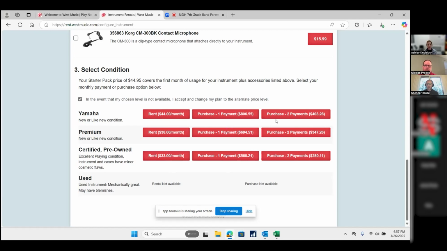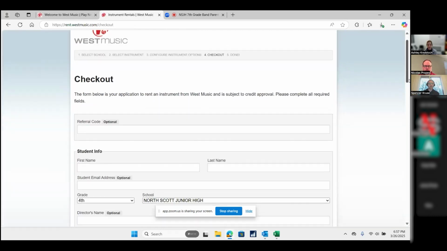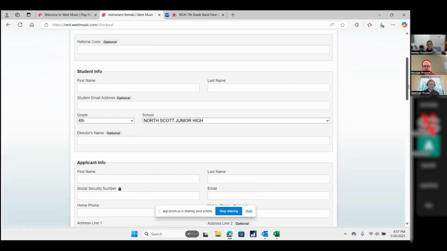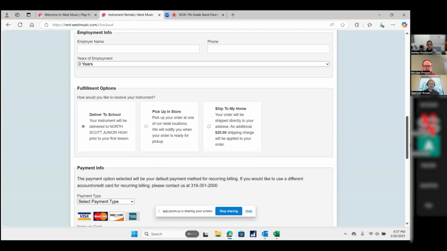We have a 2-payment option as well over here in that last column, which is the exact same thing as purchasing. It just splits it out over 2 months if that's the way you would like to do that for budgeting reasons. So yeah, let's say I'm going to rent a premium flute here, and then it'll take you to the next screen where you'll fill out all of your personal information for your student and for yourself.